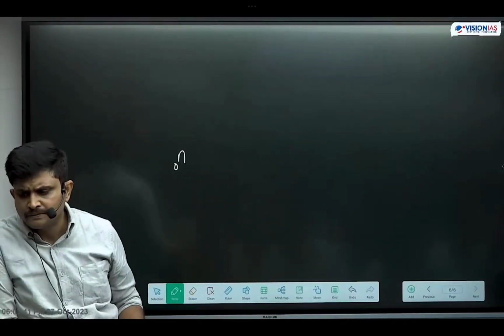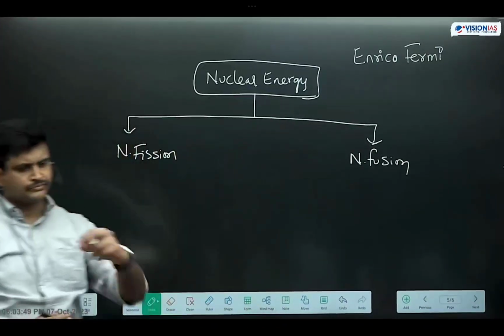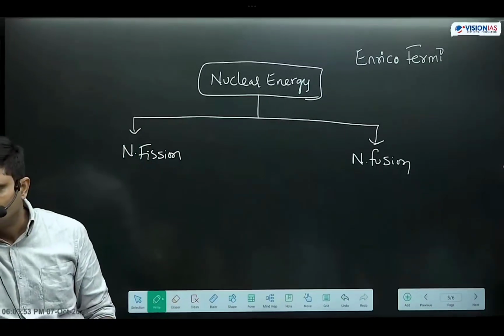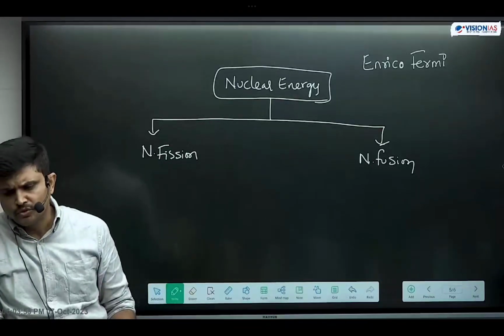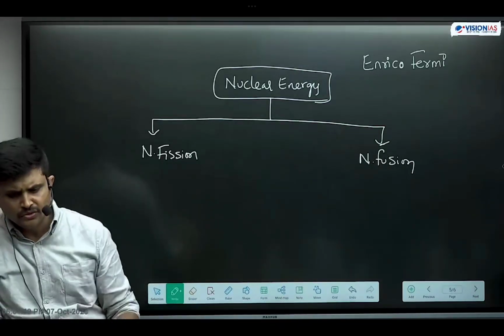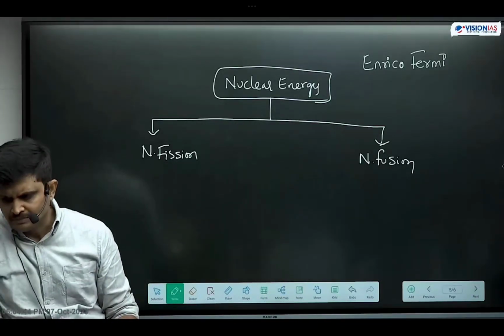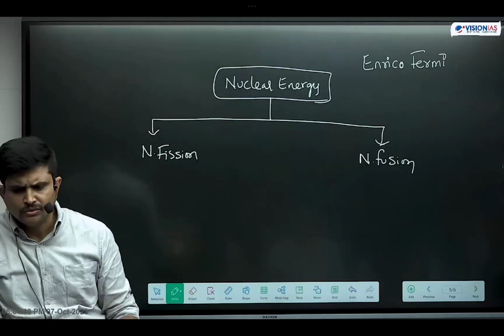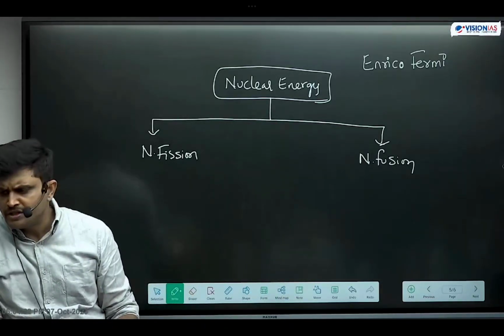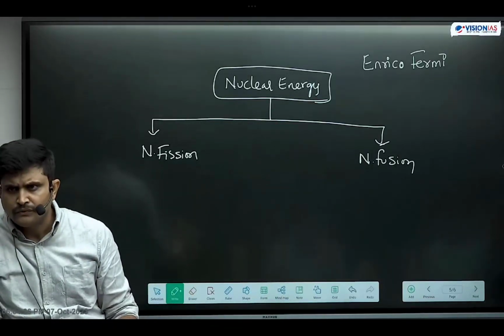Nuclear energy can be harnessed through 2 methods. One is nuclear fission. Next one is nuclear fusion. Nuclear fission and nuclear fusion. Fission means splitting off.